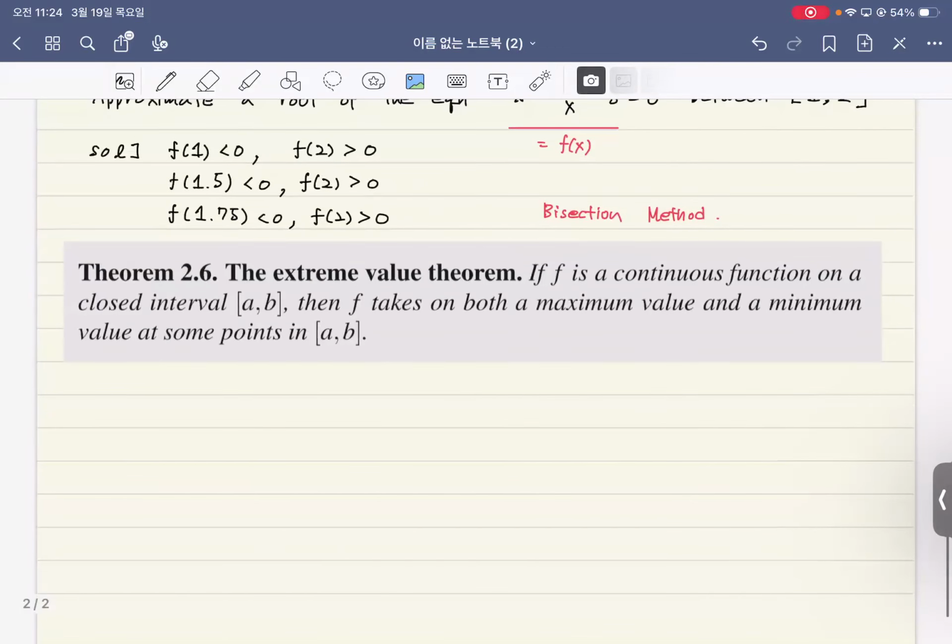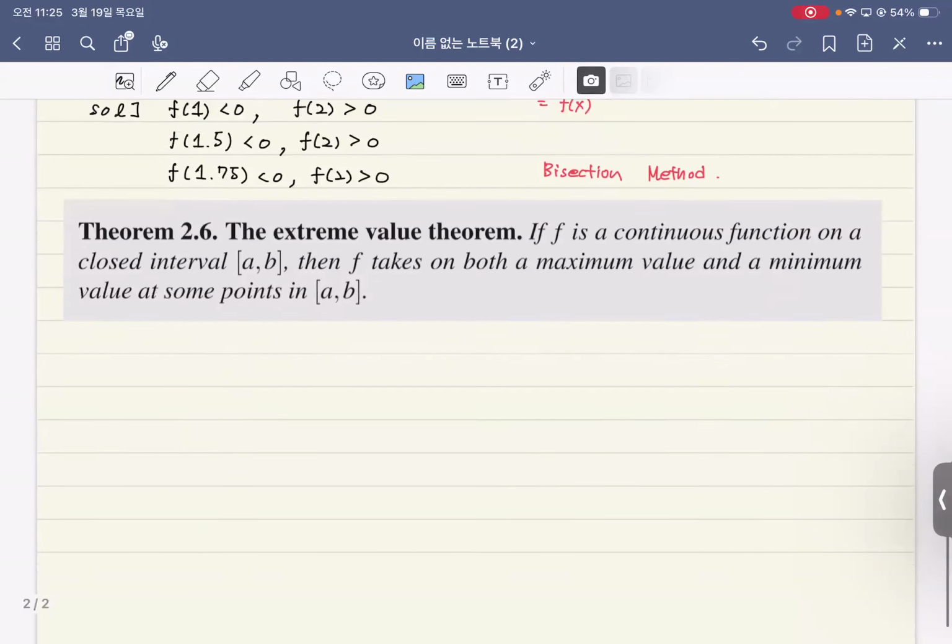I remember I was introduced to this theorem when I was a high school student, but I was only able to prove it when I was a junior in undergrad. They never bothered to give us the proof of the extreme value theorem. But we do.